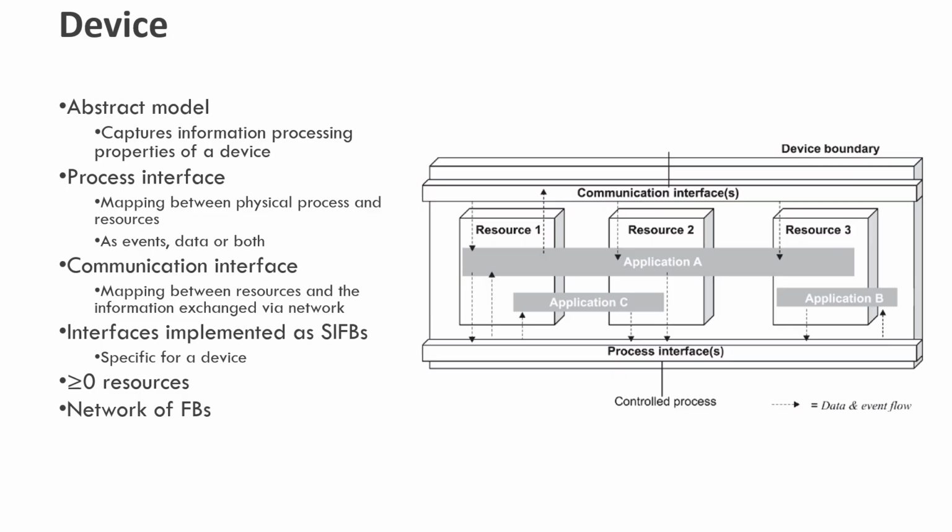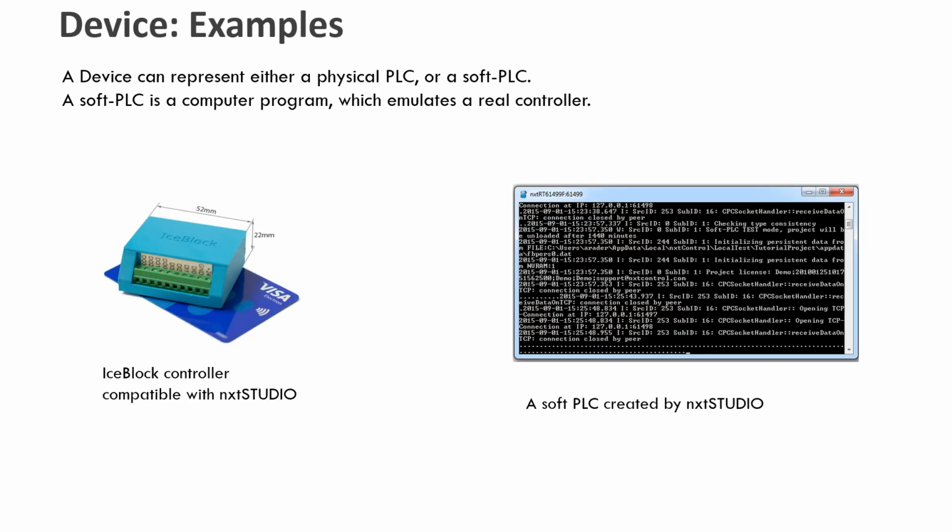In the device, there could be one or more resources, or even there could be device without any resource. Examples of devices could be, for example, micro PLC or nano PLC ICE block, as it's shown here on the left-hand side. That's a wireless nano PLC developed via FlexBridge.